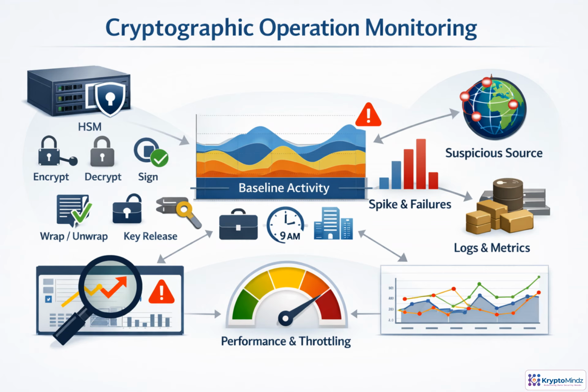In HSM environments, cryptographic operations should form a predictable pattern. Start by establishing baselines by workload, identity, time of day, and operation type: encrypt, decrypt, sign, verify, key wrapping and unwrapping, even key release. Then watch for deviations: sudden spikes, unusual source networks, or activity outside business hours. Combine metrics with detailed logs so you can catch performance issues, throttling, and potential abuse before they impact security or reliability.